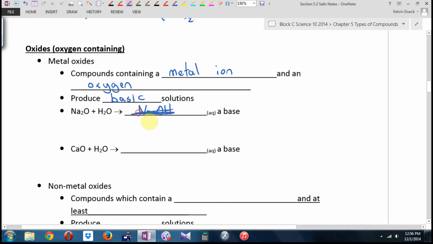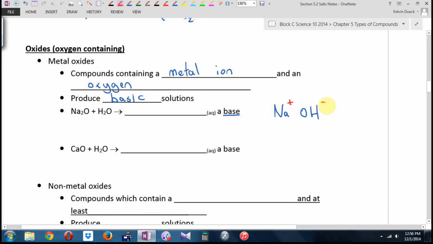You guys wrote that down. I'm going to erase it. Here's what I said. I know I'm going to get a base. What makes a base a base? What does a base end in? And that sodium's got to go somewhere. What's the charge on sodium? Plus. What's the charge on OH from your polyatomic ions on the back?